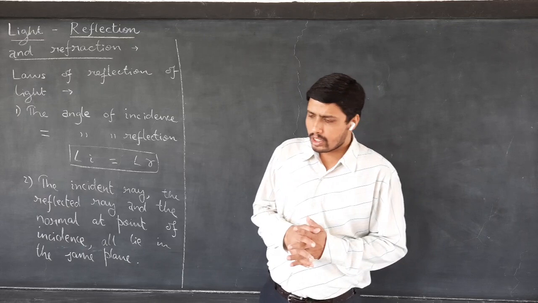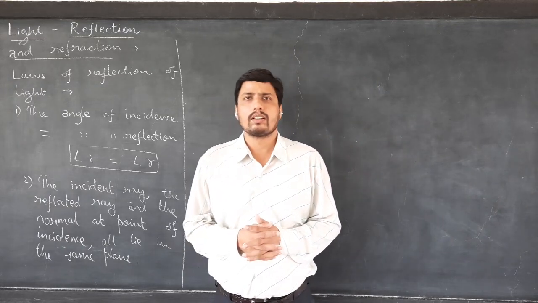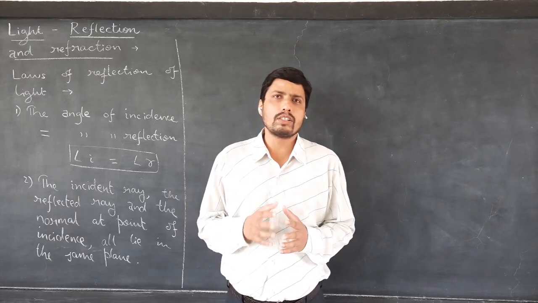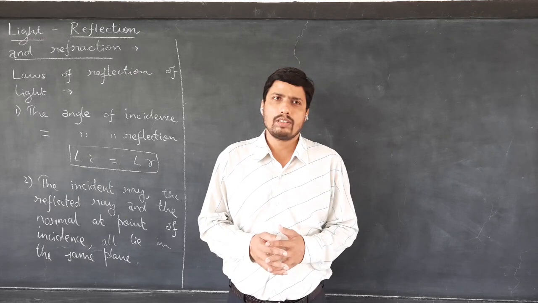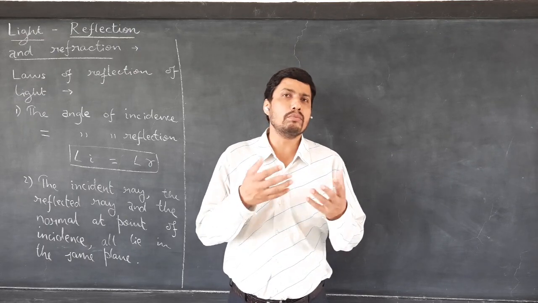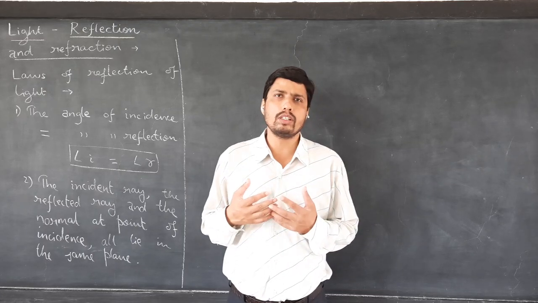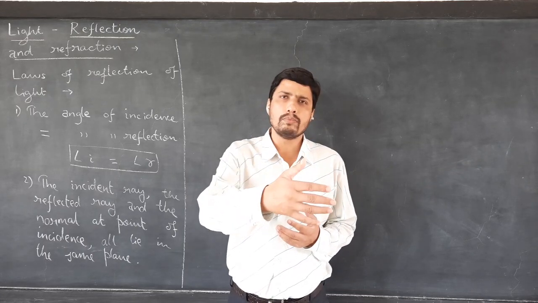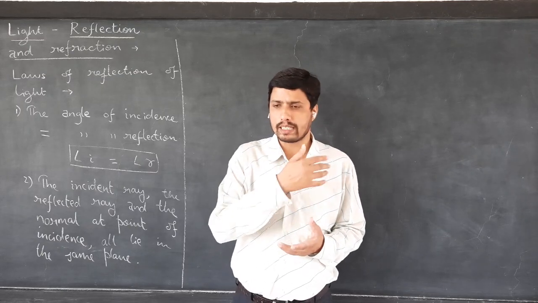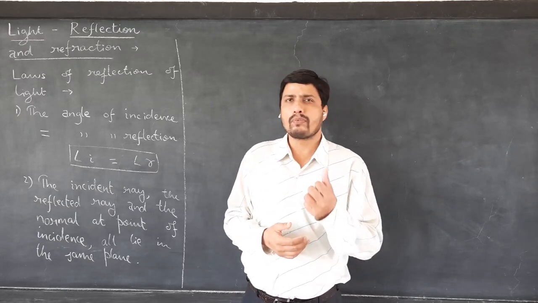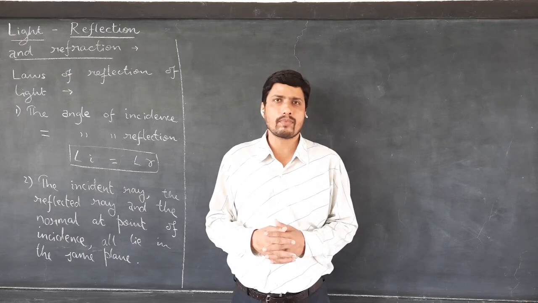So what are the basic phenomena that enable our eye to see things? We can see ourselves in a mirror. So light from our body falls onto the mirror or some other reflecting surface and bounces back. And this reflected light we are able to see.